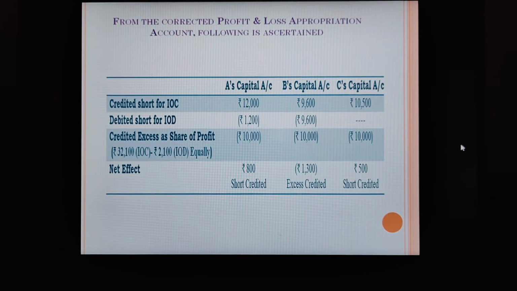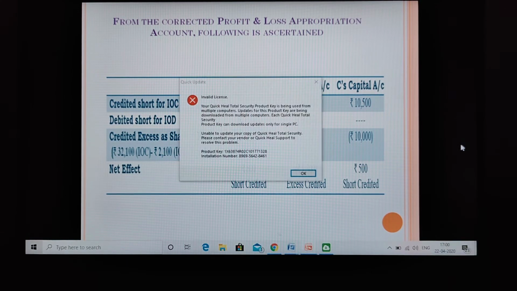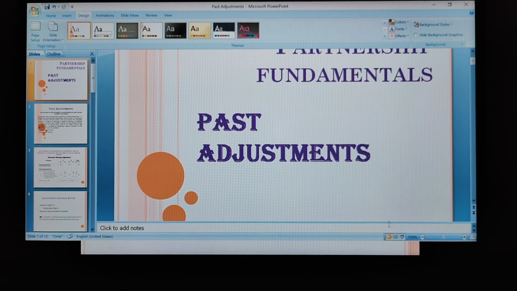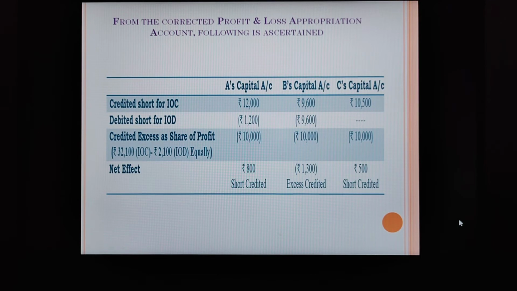So from the corrected profit and loss appropriation account, this is ascertained. What is ascertained? See, credited short for IOC: A's capital account 12,000, B's capital account 9,600 and C's capital account 10,500. Now debited short for IOD: 1,200, 900 and nothing for C. Now according to the analytical table, what will we do? We will do the deduction, that is from the wrong appropriation to the correct appropriation.